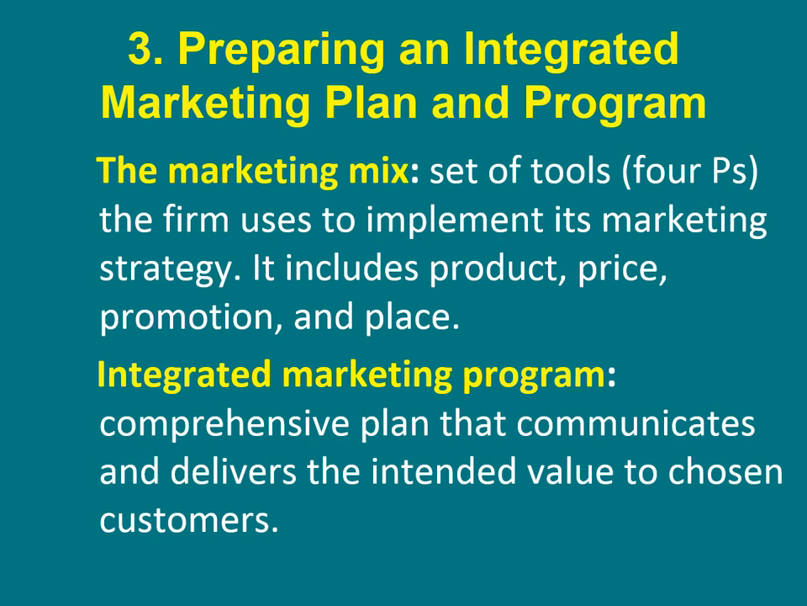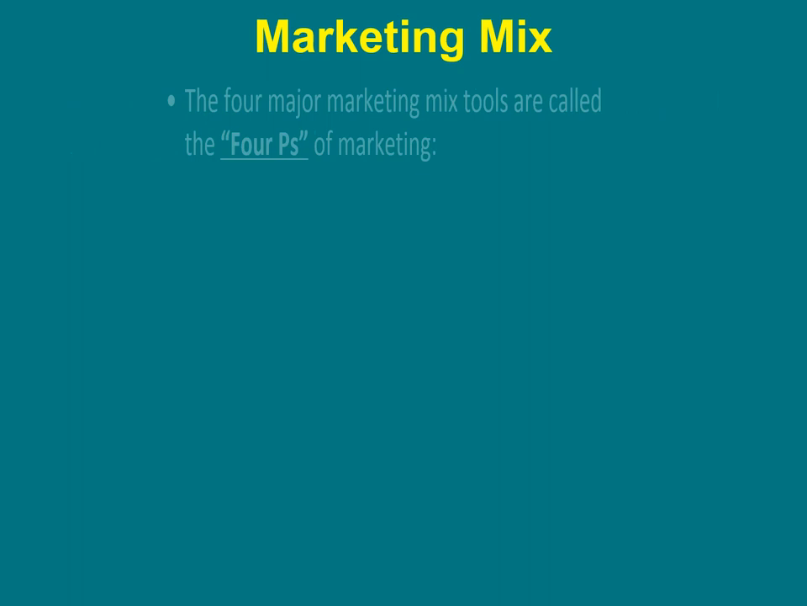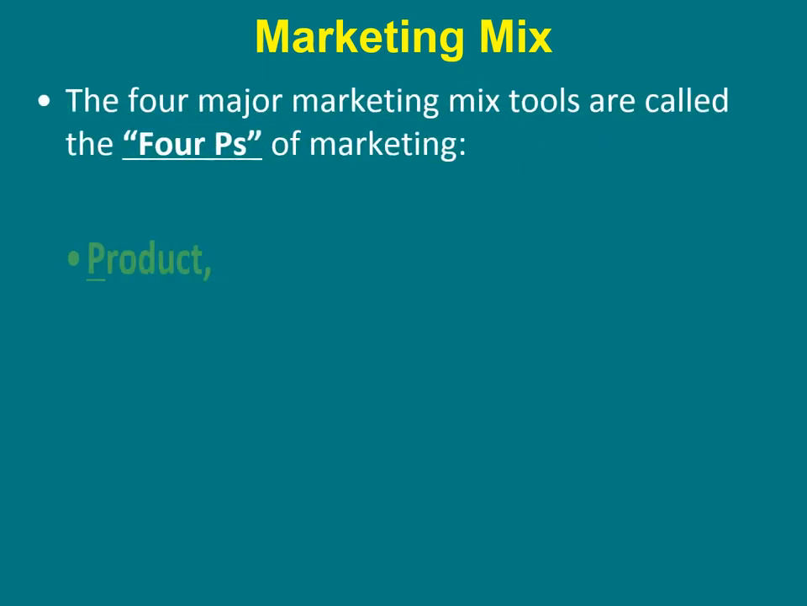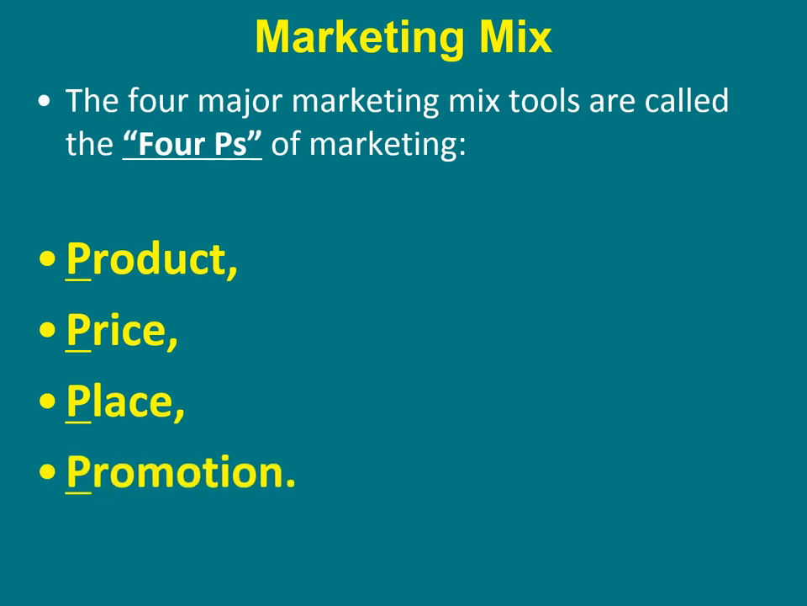This is a marketing mix, the set of marketing tools, I mean the 4 P's, the firm uses to implement its marketing strategy. It includes product, price, promotion, and place. It is an integrated marketing program, a comprehensive plan that communicates and delivers the intended value to chosen customers. I'm speaking about the marketing mix: my product, my price, my place, and the final one, promotion.